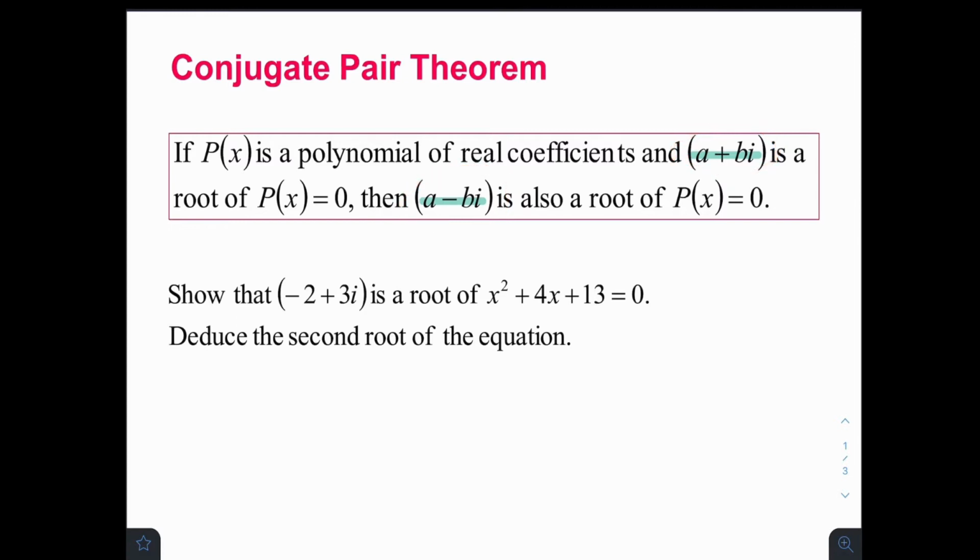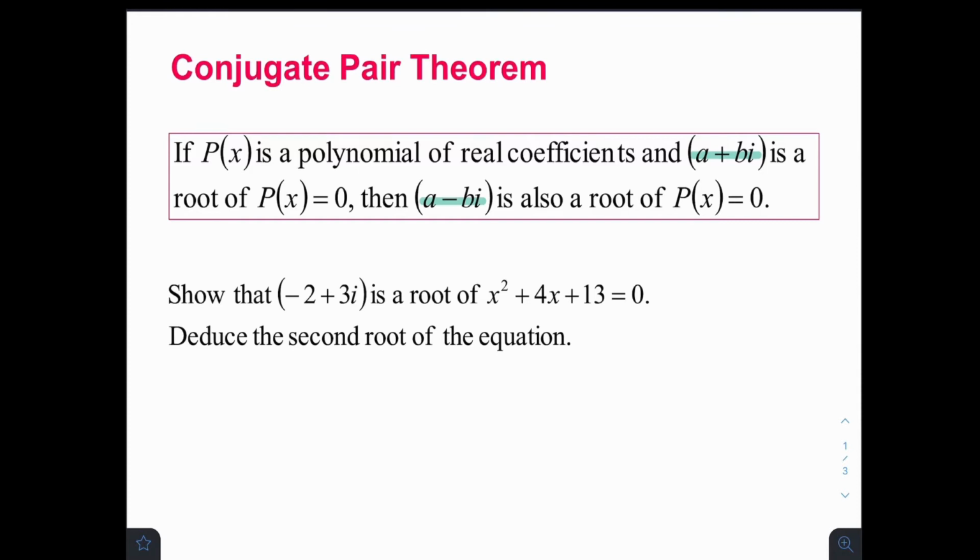So have a look at the question here. Show that negative 2 plus 3i is a root of this equation. So how to show that negative 2 plus 3i is a root of the equation? It's the same as the normal question: how to show that x equals 2 is a root of the equation? We just need to sub in x equals 2. So the same thing here. We need to substitute this one into the x here and show that it's equal to 0. If it's equal to 0, that means negative 2 plus 3i is a root of the equation.